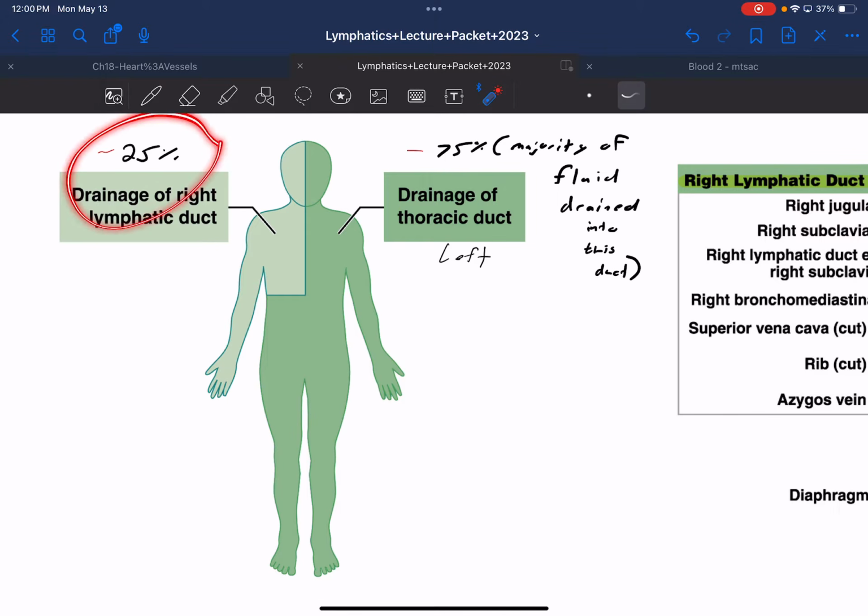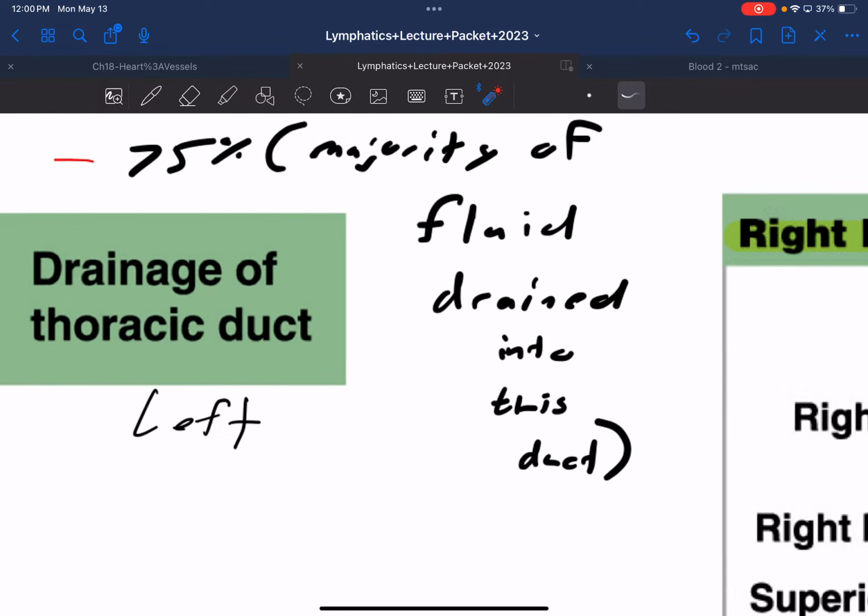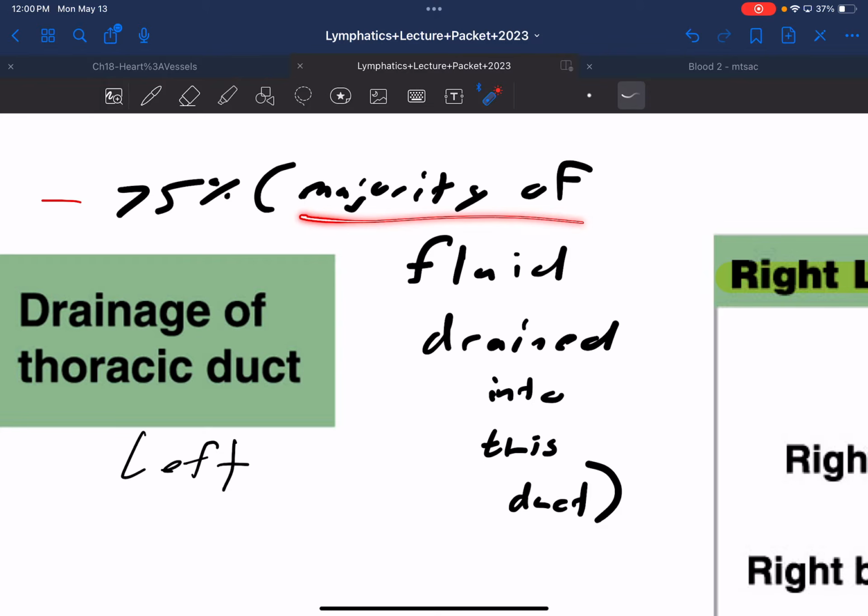You do not need to know this, but if I asked you the majority of lymph fluid drains to which duct, that's the major take-home. So here in parentheses is our take-home: majority of fluid drained into this duct. And remember, fluid should be appropriately called lymph here.